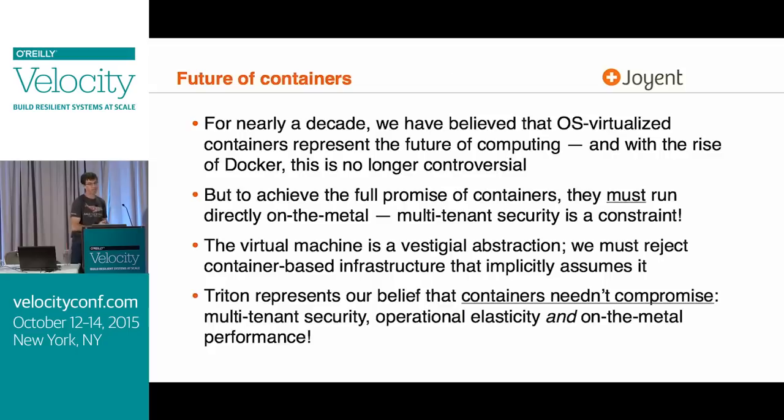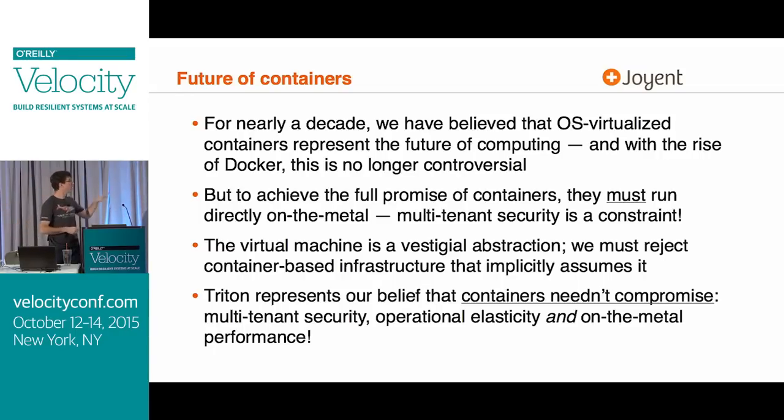Pretty cool. So in terms of the future of containers, we've believed in OS-based virtualization for a very, very, very long time. With the rise of Docker, this is not controversial, which is great. But in order to achieve the full promise, in order to not kill the kittens that guest OS does, in order to not melt the ice caps from unused DRAM, we need to run containers on the metal. That is the end state. No question we're going to be running containers on the metal. So the question is, how do we get there?